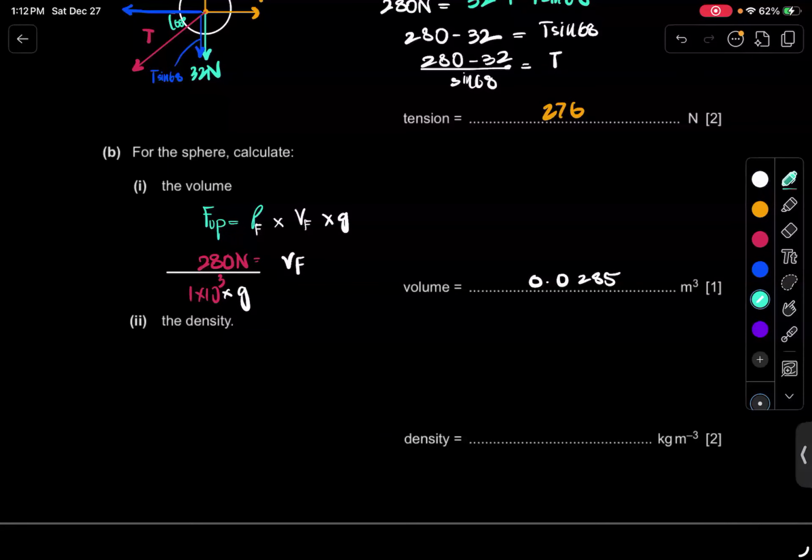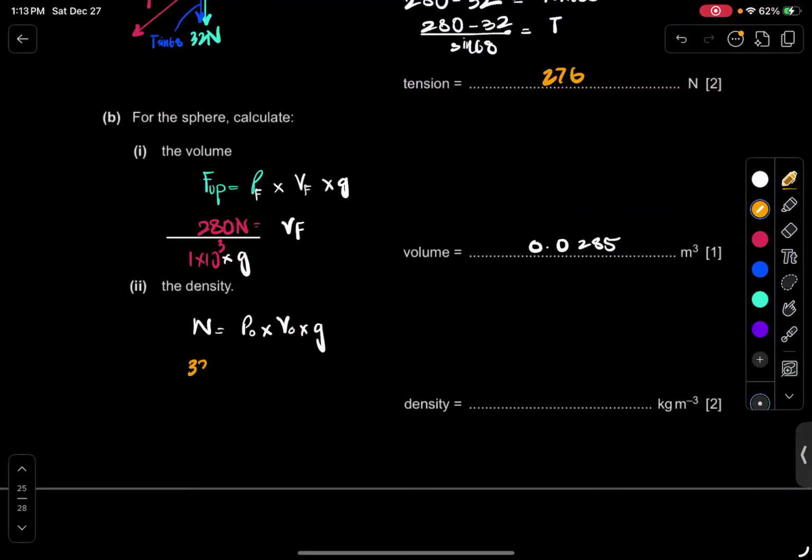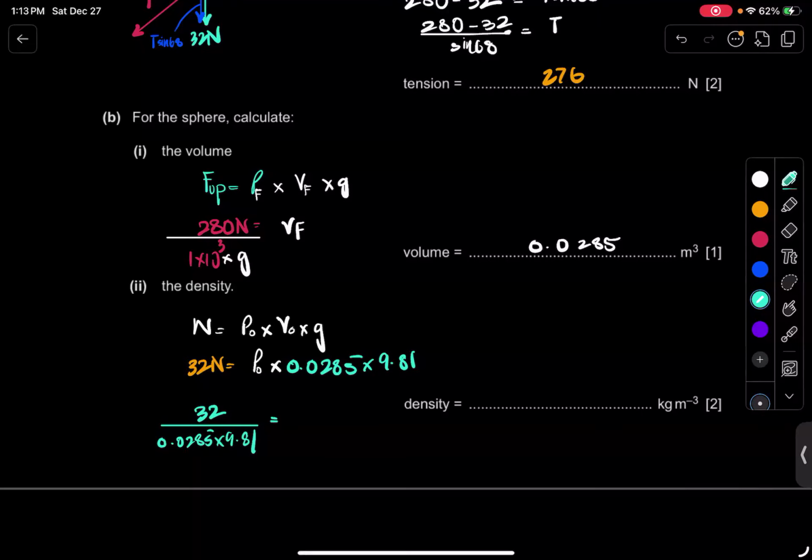Now, what is the density of the ball? Now, this is a good question. How do you find out the density of the ball, right? Because in the earlier question, you used the density of the fluid displaced. But to find out the density of the ball, you just simply have to do what? You know that weight is equal to density of object times volume of object times g. You know what the weight is? It's pretty simple. The weight was 32 Newton, equal to density, which is what we want to find out, times volume, which we literally found in the above part, 0.0285, times 9.81, right? So that means 32 divided by 0.0285 times 9.81 equals the density of the object.